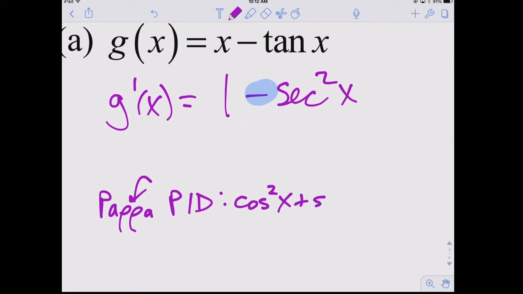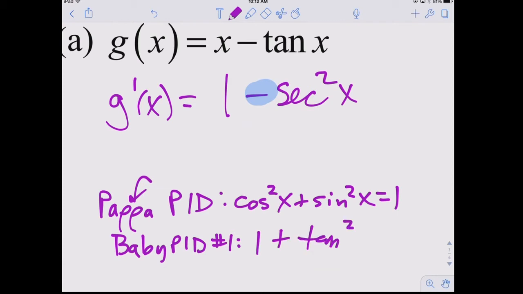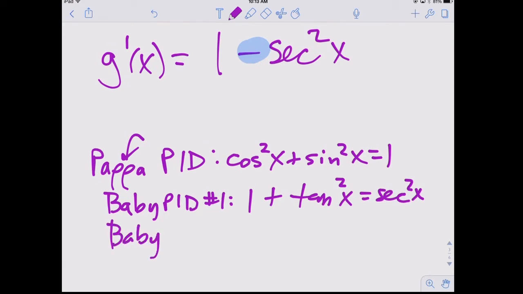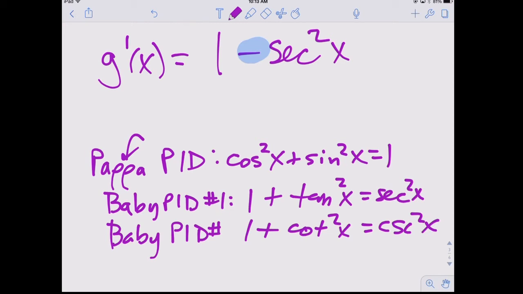Cosine squared of x plus sine squared of x equals 1. And then you got baby PID number 1. You don't have to worry about their names. If you divide everything through by cosine squared, you get 1 plus tangent squared equals secant squared. And then baby PID number 2, if you divide papa PID by sine squared, you get 1 plus, and this is almost as nice as memorizing the derivatives, right? Tangent squared becomes cotangent squared, and secant squared becomes cosecant squared. You just change those to co's, and you got the other one. So those you should know.